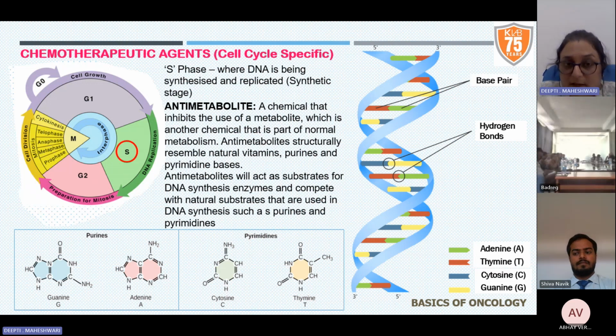So these antimetabolites will act as substrates for DNA synthesis enzymes and compete with the natural substrates that are used in DNA synthesis, such as purines and pyrimidines. So in this process, where you don't have the right purines, pyrimidines, or folic acid or vitamins, the abnormal antimetabolites are present and the normal ones are not allowed to be taken up. This process is also called masking.